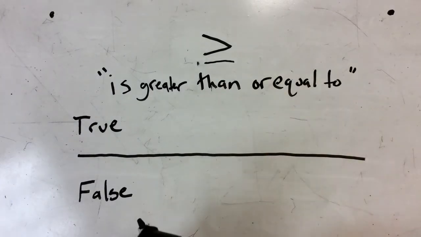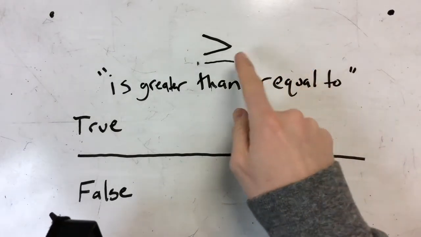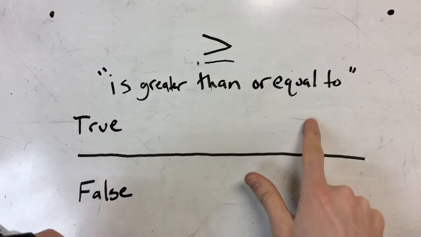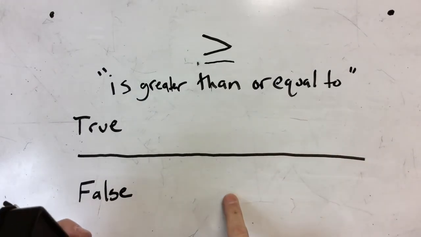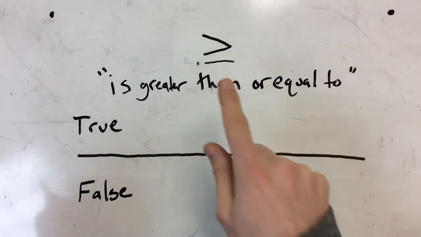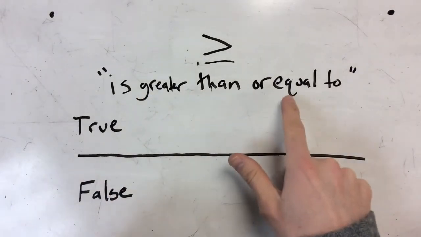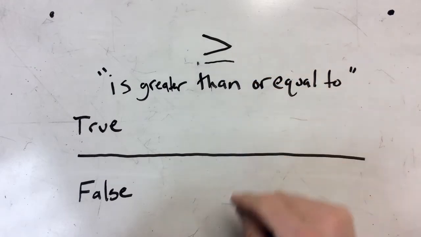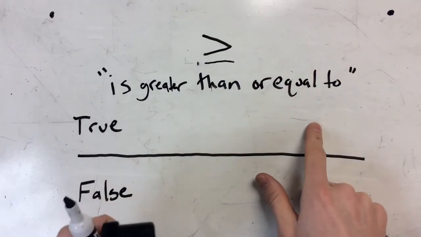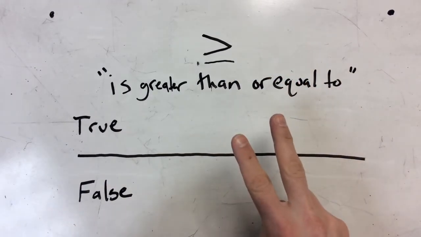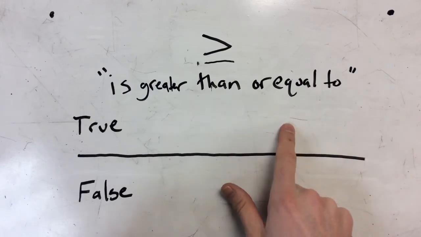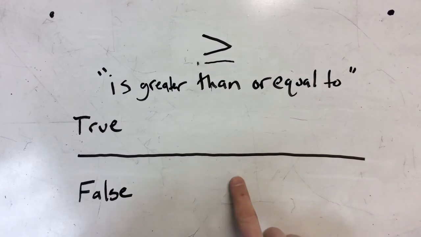Let's see if you can apply what you just learned about the new symbol is less than or equal to. Write two examples that are true and one that's false for this new symbol, which is read is greater than or equal to. It's a combination of the greater than symbol and the equal sign, and it can be true under two different circumstances. Pause the video and try to write two different sentences that are true using this symbol and one that is false.